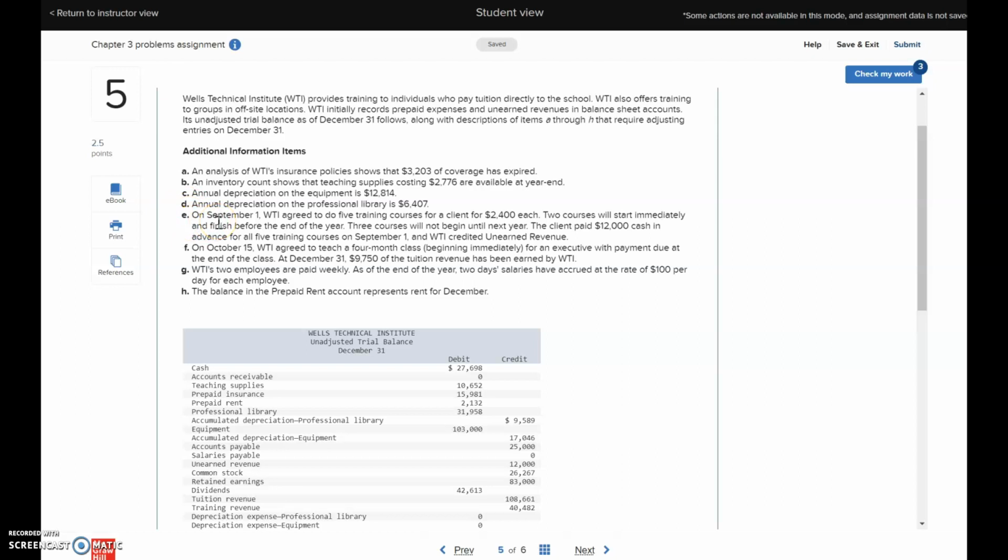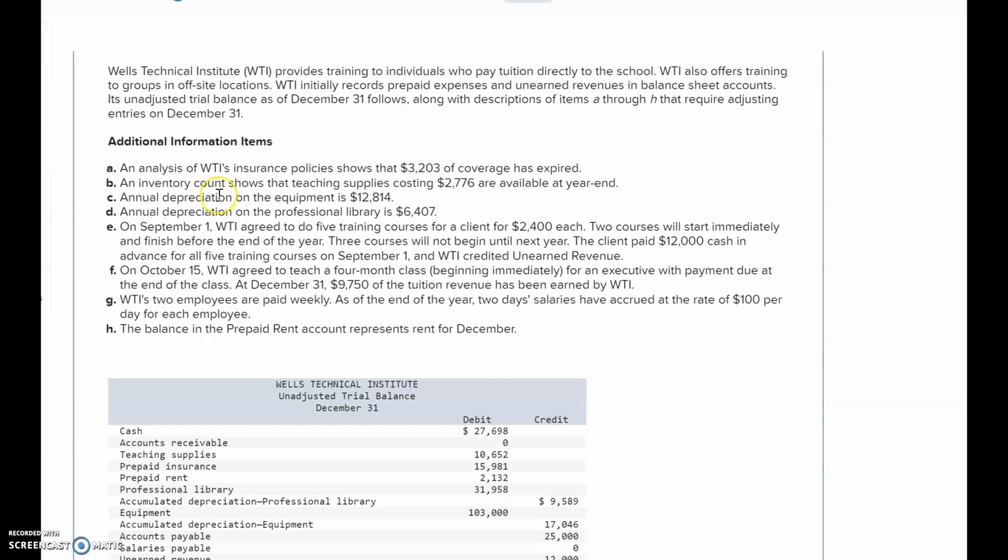this one here, it says on September 1st, they agreed to do 5 training courses for a client. You'll be given a dollar amount. It might not be what I'm given here. They say 2 courses start immediately and finish before the end of the year. 3 courses, and maybe you might have a different number, will not begin until next year. So it's $2,400 per class, and then there's a number of classes. In this case, there's 5 classes, so $2,400 times 5. That's the $12,000 that the client paid in advance, right? So that was unearned revenue when the client paid in advance.